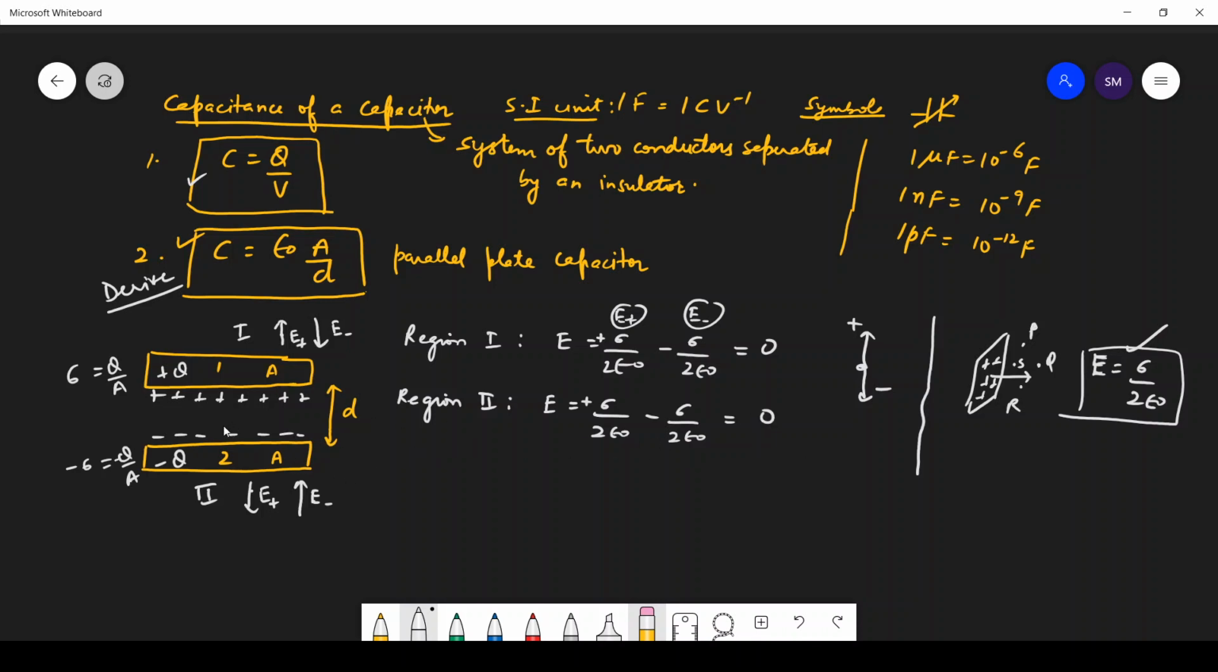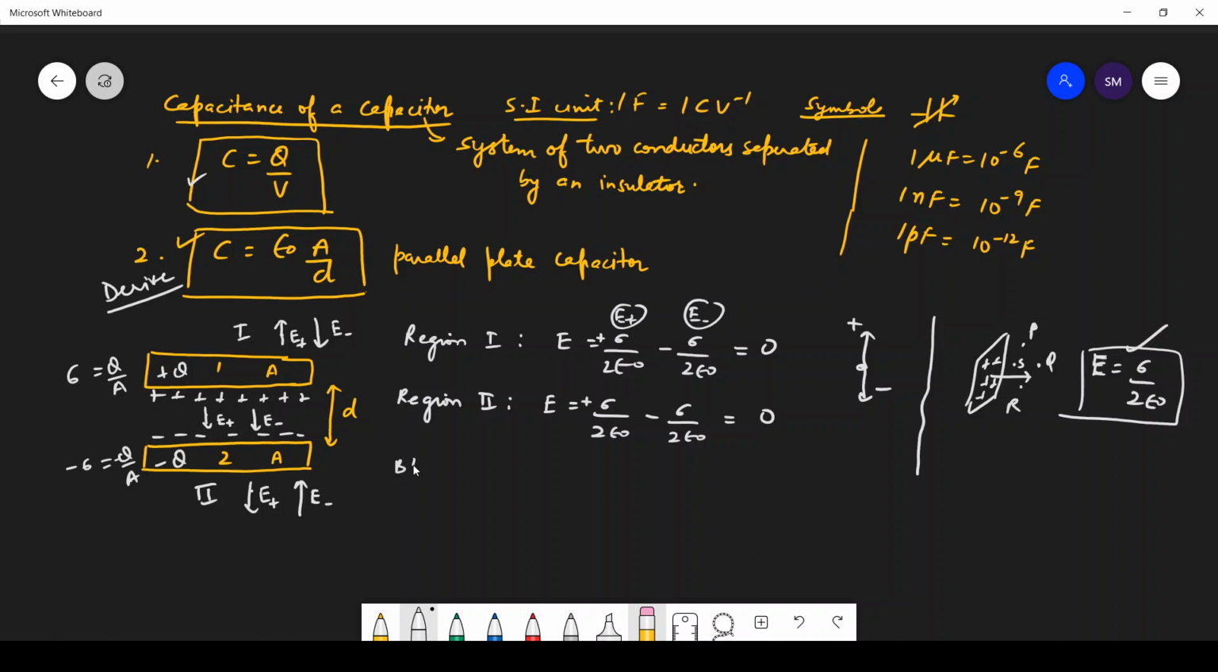Now we have one more region, which is between the plates. So let me take any point in between the plates. What is the electric field here? For the positive plate, it will be away from the positive charge. The field is always away from the positive charge, and for the negative plate it will be towards the negative. So here you can see both electric fields are in the same direction.